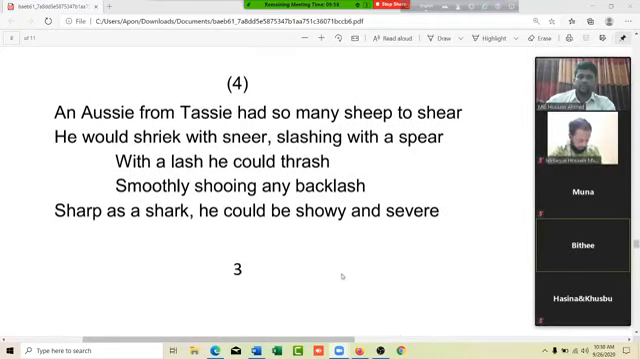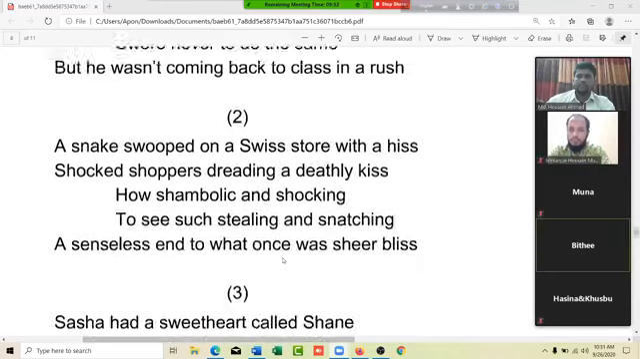An Aussie from Tassie had so many sheep to shear. He would shriek with snare, slashing with a spear. With a lash he could thrash, smoothly showing any backlash. Sharp as a shark, he could be showy and severe. Tuli.